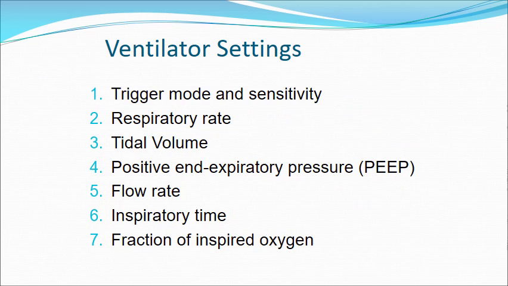Okay, ventilator settings. They can be a bit daunting to a biomedical technician when they first encounter a ventilator. First of all, you select a trigger mode, whether it's AC or SIMV, volume or pressure, and then set the sensitivity for a patient-triggered breath, which on an LTV 950, for instance, is 1 through 9. You also want to set the respiratory rate, which typically is 12 to 16 for a healthy individual.